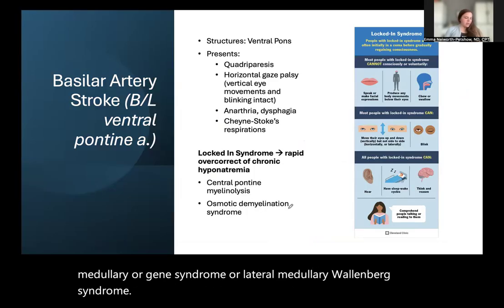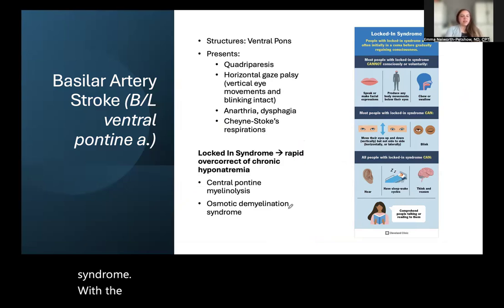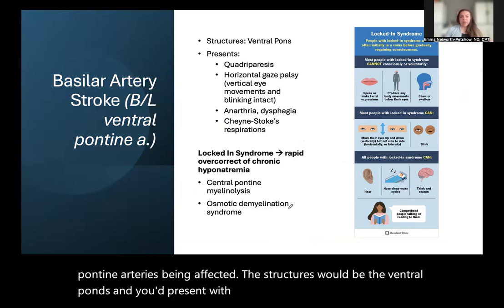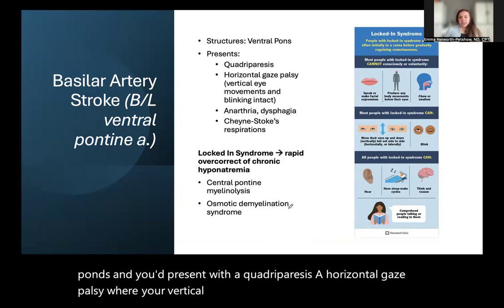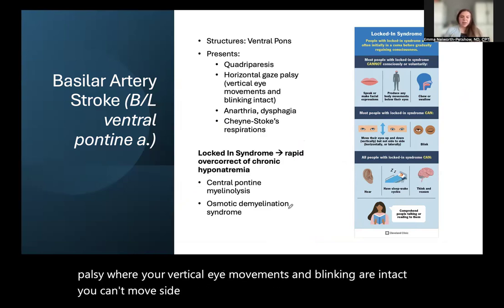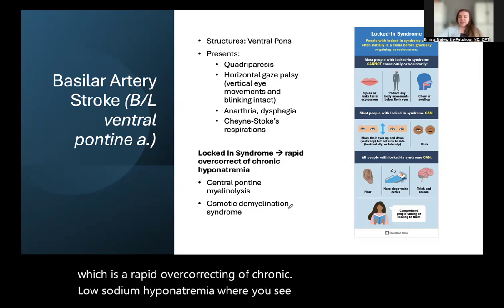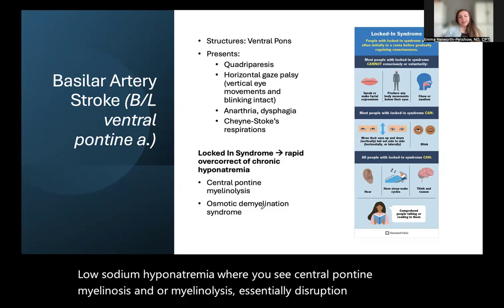In a vertebral artery stroke, this could present with medial medullary or Dejerine syndrome or lateral medullary Wallenberg syndrome. With a basilar artery stroke, you could see bilateral ventral pontine arteries being affected. The structures would be the ventral pons, and you'd present with a quadriparesis, a horizontal gaze palsy, where your vertical eye movements and blinking are intact. You can't move side to side. And dysarthria, dysphagia, and Cheyne-Stokes respirations. You can see also a locked-in syndrome here, which is a rapid overcorrecting of chronic low sodium hyponatremia, where you see central pontine myelinosis and/or myelinolysis, essentially disruption of myelin, and an osmotic demyelination syndrome.